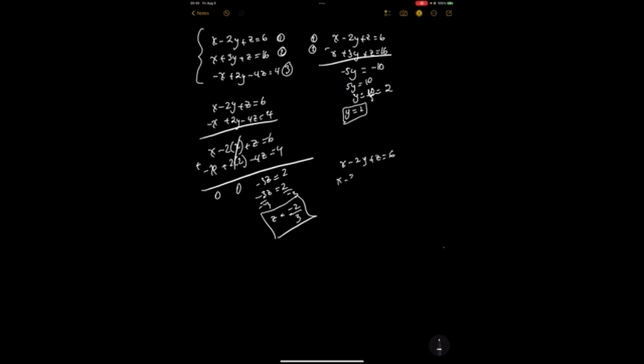Well, x minus 2, y is equal to what? y is equal to 2. And z is equal to what? Negative 2/3. And that equals 6. Well, I have x minus 4 minus 2/3 equals 6. So I can just move everything to the other side and keep x by itself. So I'm going to add 4 and add 2/3 on both sides.